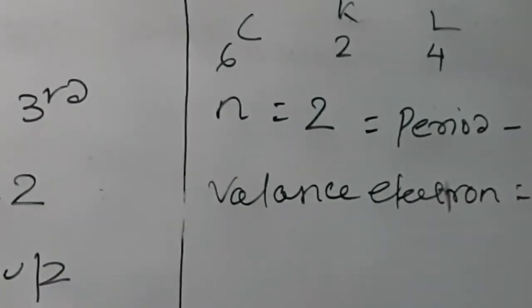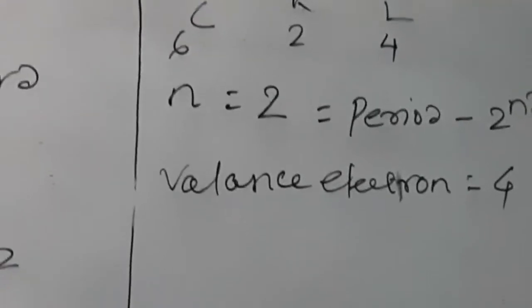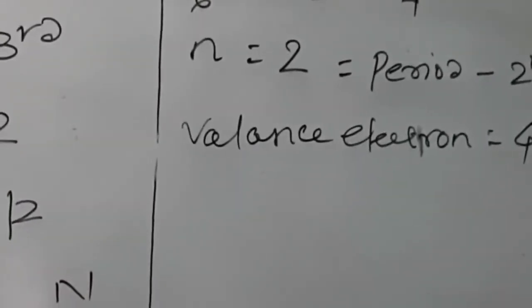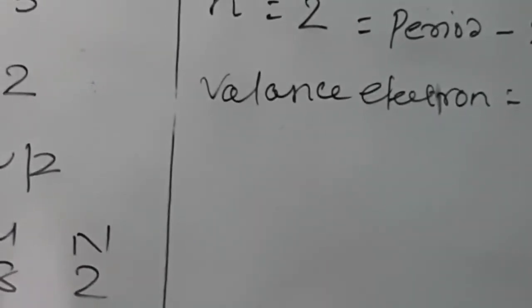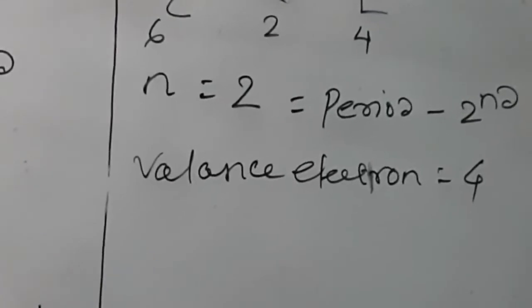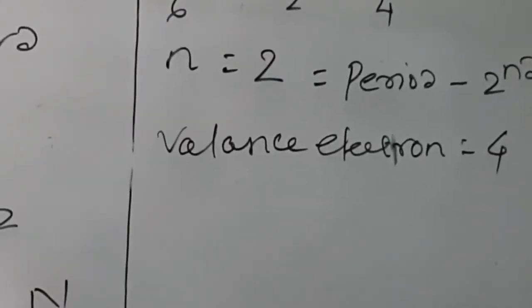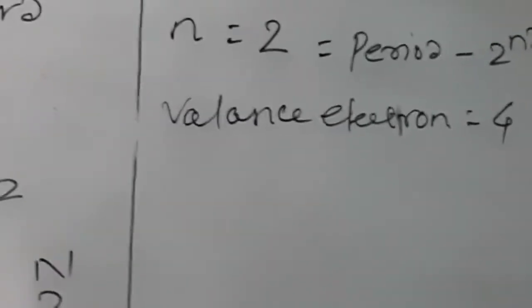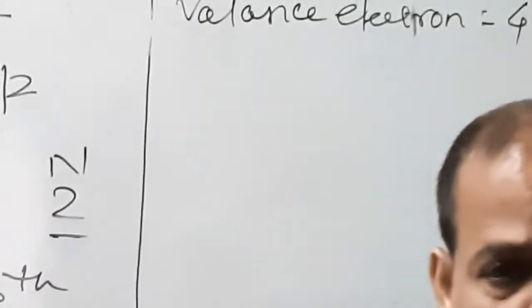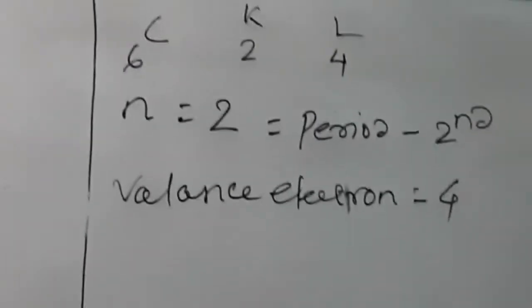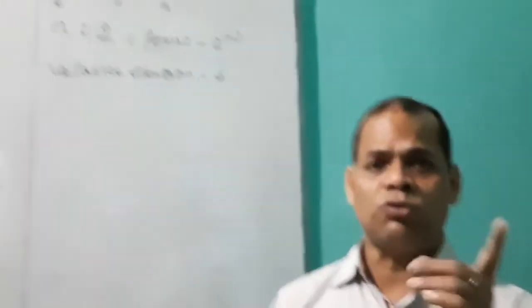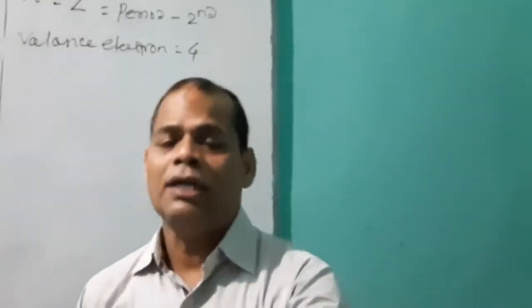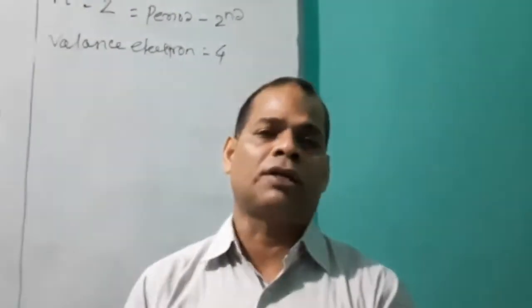Now if the valence electron is 3 or more than 3, in order to find out the group, there is a need to add 10. If the valence electron is more than 2, in order to find out the group, there is a need to add 10 with the valence electron present in that particular element.